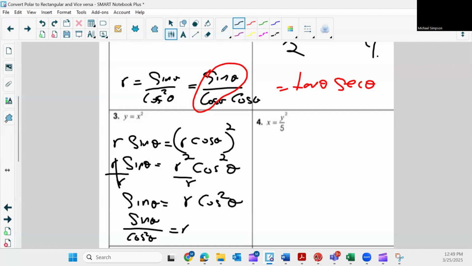All right. You tell me then, what's next? Come on, guys. You've got to start thinking. What's next? Then replace the x and y with r. Okay. That's going to give you r squared sine squared there. Got it? Come on, guys.